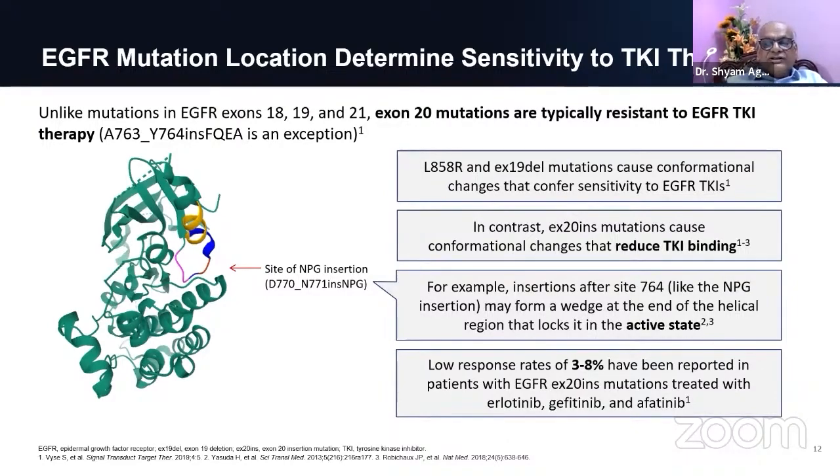And low response rates, 3 to 8%, have been reported to erlotinib, gefitinib, and afatinib in patients with the common or most of the EGFR exon 20 insertions. So I think therefore they need attention in a differential fashion, and therefore the importance of this particular driver mutation, because the cells are dependent on this insertion mutation for their survival and for their metastasis. Next slide.